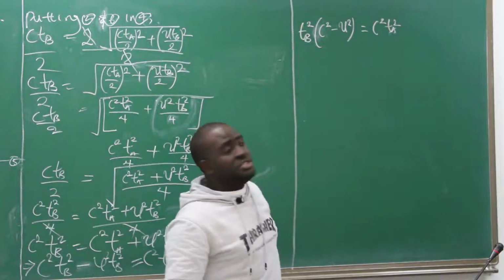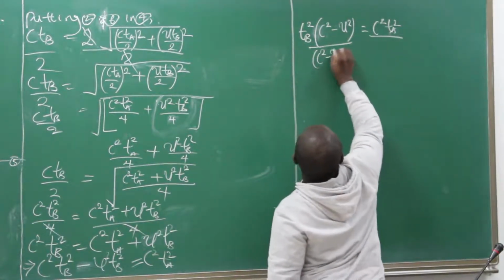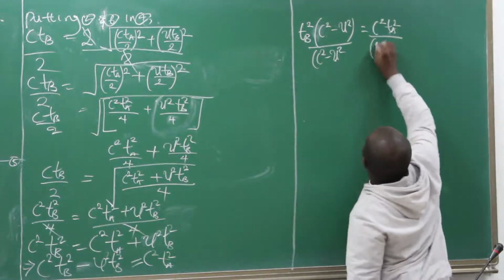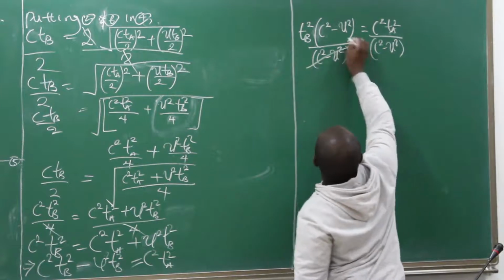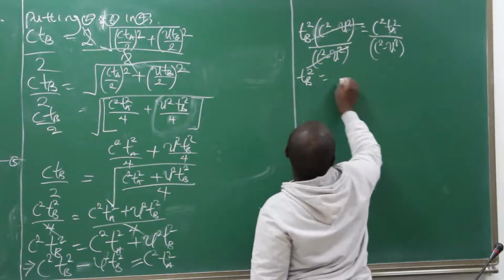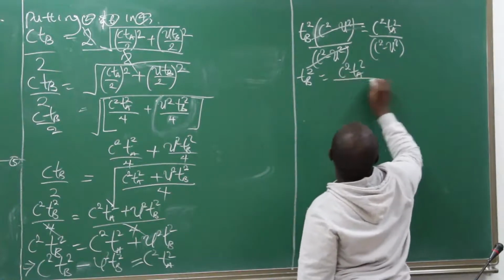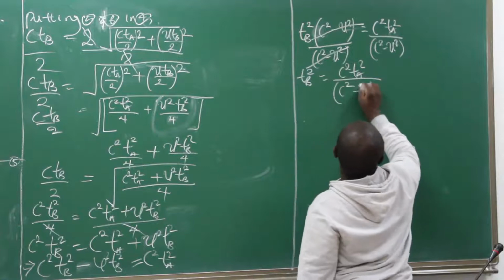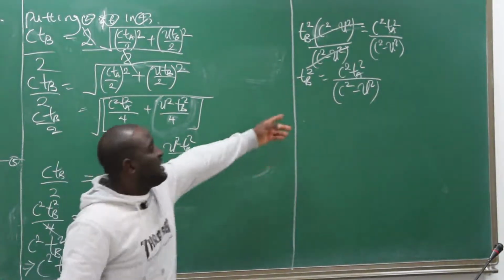So the simple thing we should do here is to divide both sides by c squared minus u squared. Now this goes into this, so we have tb squared is equal to c squared ta squared all over c squared minus u squared. So we'll have something like this.